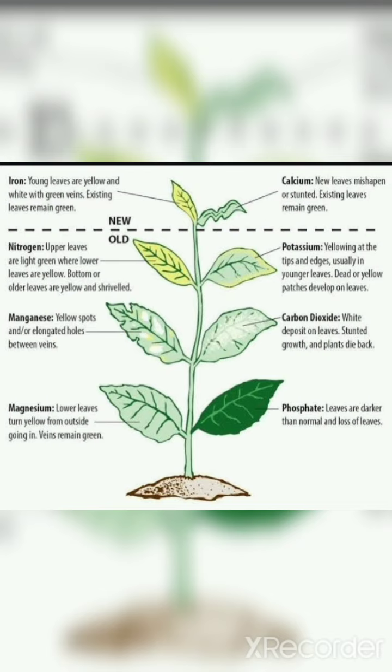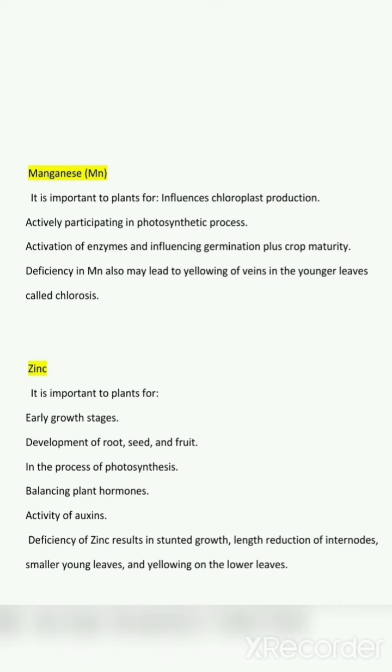The next micronutrient is manganese. It is important to plants for influencing chloroplast production, and thus it is actively participating in the photosynthetic process, activating enzymes and influencing germination plus crop maturity. So deficiency in manganese may lead to yellowing of veins in the younger leaves. That is what we call chlorosis.